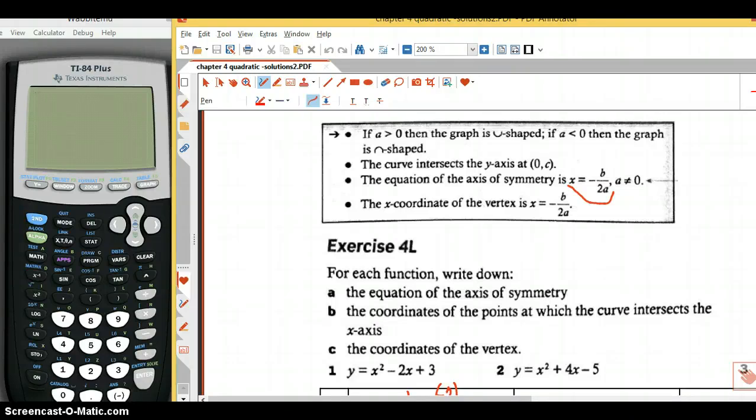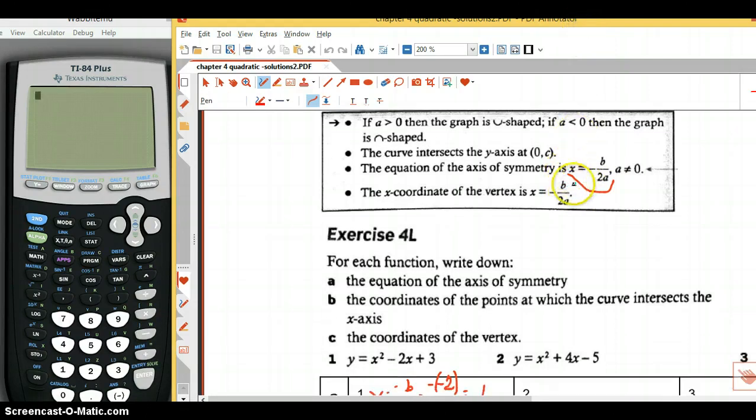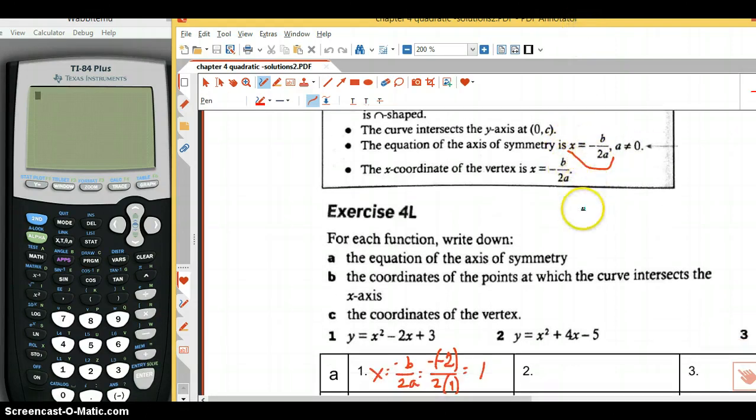Okay, here's how you do exercise 4L, number 1. Remember that on your formula sheet, you're always going to have this available, which is the formula for the axis of symmetry, x equals negative b over 2a. So this is a good hint if you forget what you're doing, but you don't have to have this as long as you have your calculator.